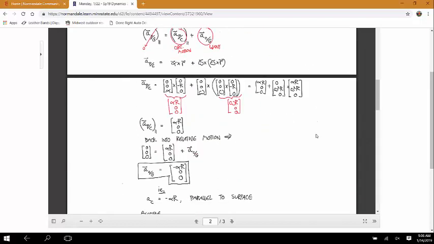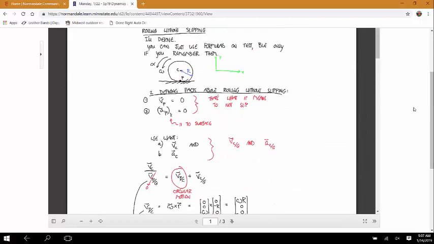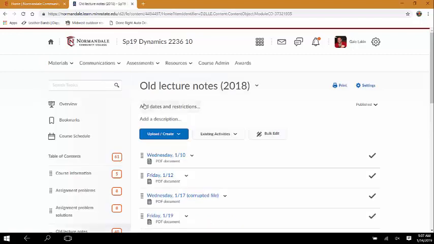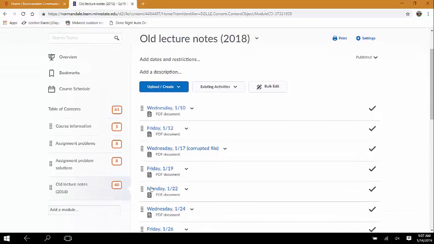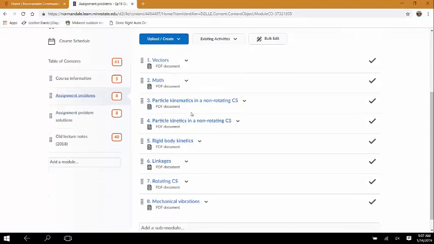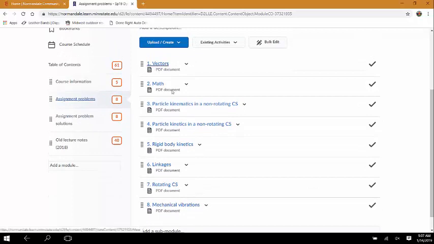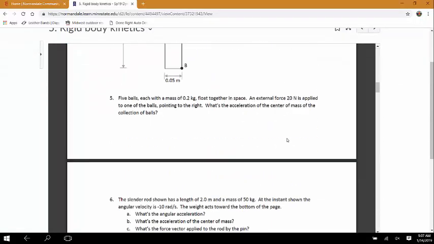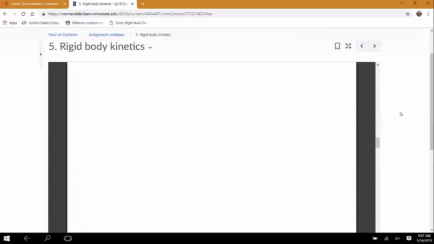That's the format. It just records everything that I write down, and that's under old lecture notes 2018. Then there'll be a new place that says current lecture notes, and one by one as we go through, I'll post those. These I will change a little bit, but this is the current version of all the problems for the class, broken down into topics. You go into one of those and there's a bunch of problems for when we get to that subject.